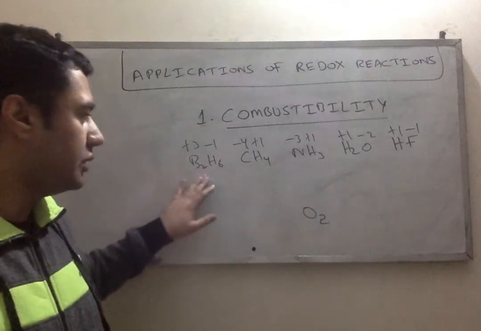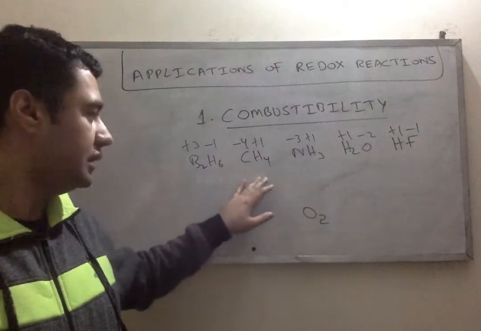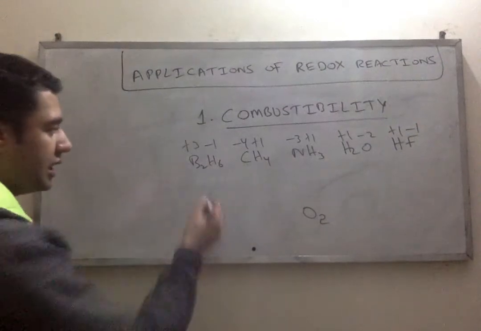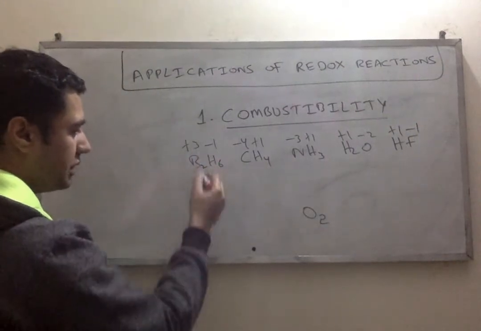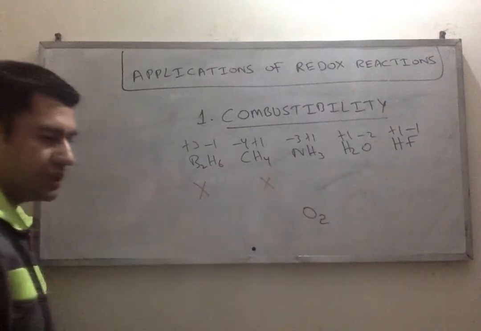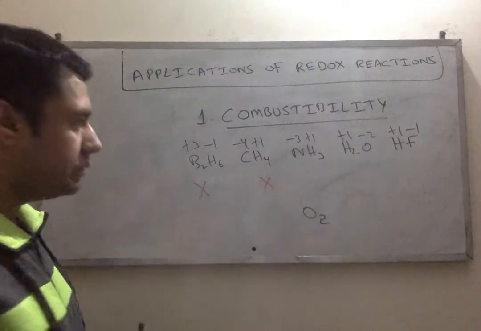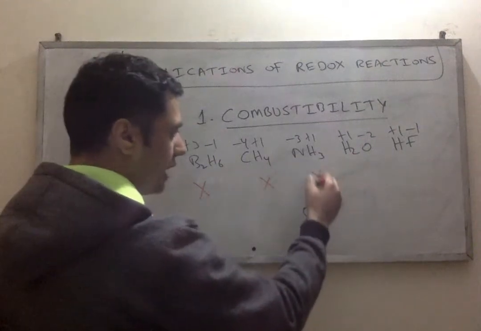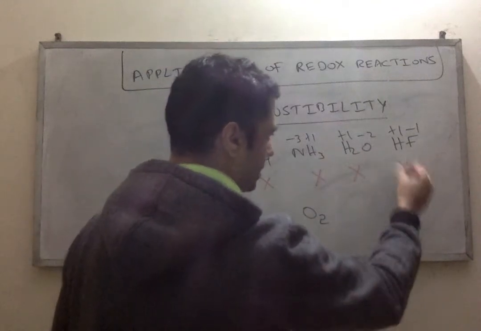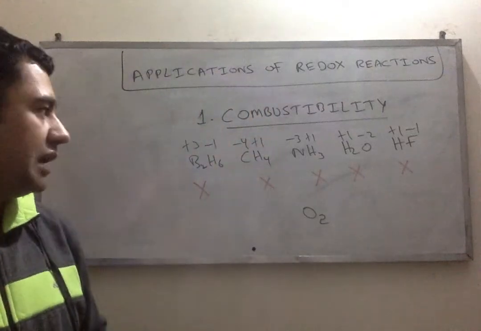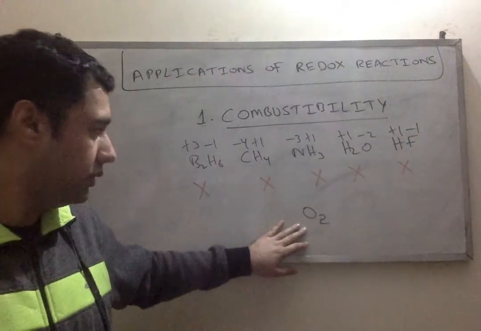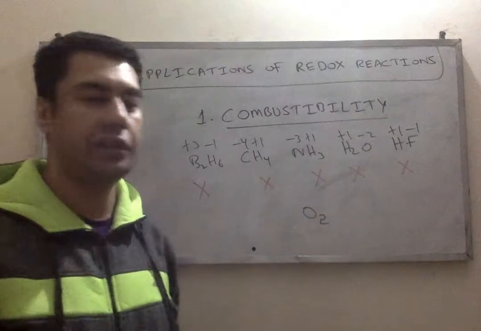After this, we are going to strike out those elements which are already present in their highest possible oxidation numbers. Here we observe in the first case, boron is present in its highest possible oxidation number, that is +3, so we strike it out. In methane, it is hydrogen, so +1 is its highest possible oxidation number, and therefore we strike it out. Similarly, in ammonia, we strike out hydrogen, in water also hydrogen is struck out, and finally in HF also, hydrogen is struck out. The point being that the element which is present in its highest possible oxidation number cannot be further oxidized, and therefore these elements are not of any interest to us.